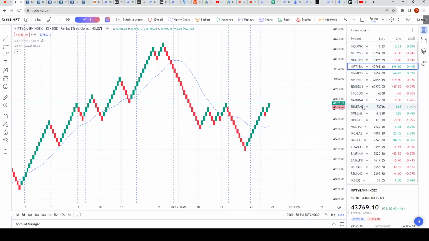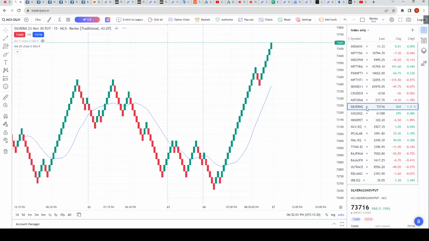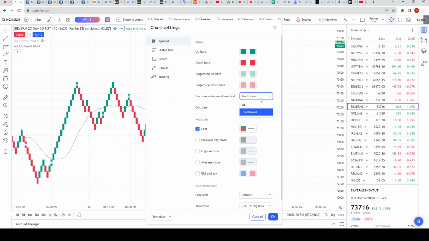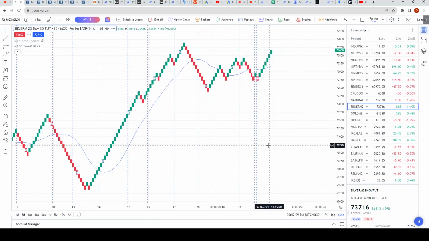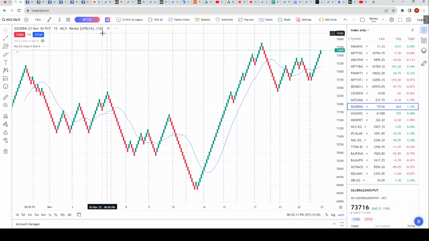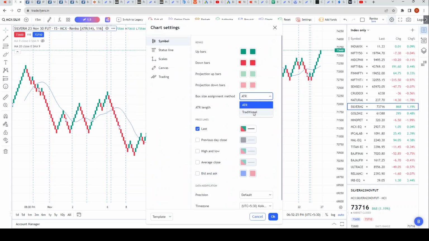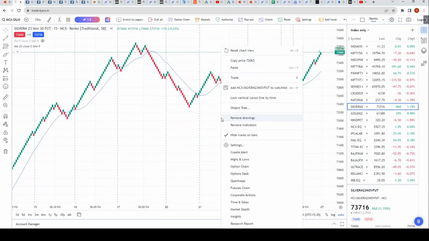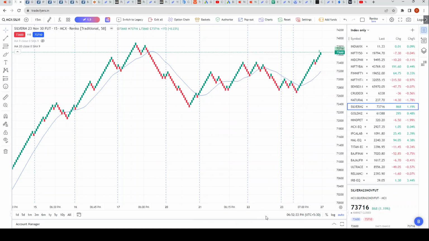So suppose now we want to go and check it for silver on the 15 minute time frame. Again, go to the ATR value. ATR 14 is the default value. Silver has got a default value of 116. All right. So we'll have to divide 116 by 2, which is 58. So 58 we will have to key in over here. That's all. This is how Renko charts will look on the 15 minute time frame for silver.